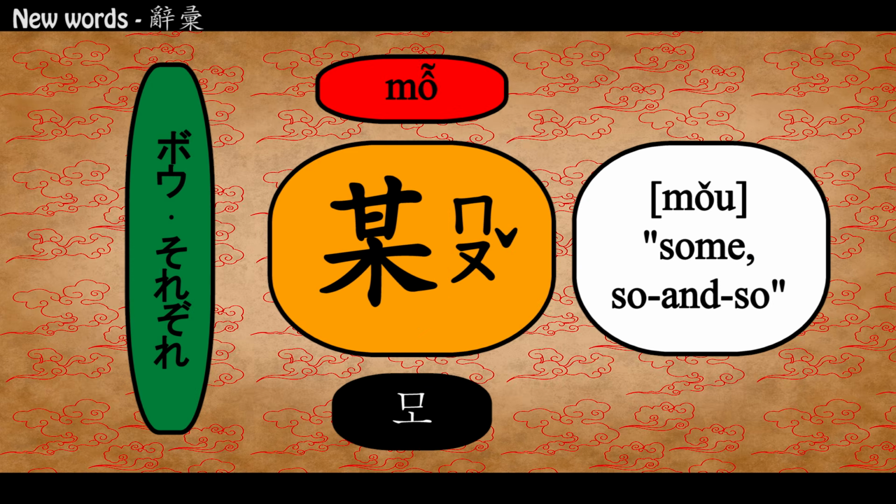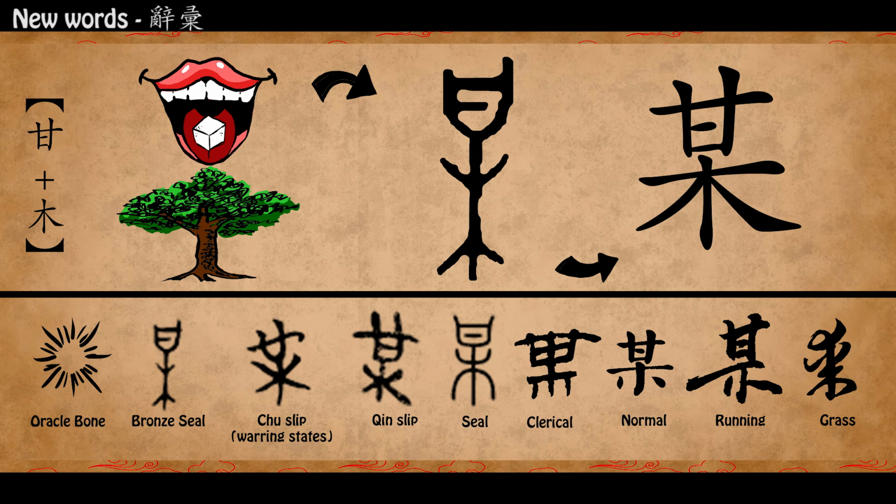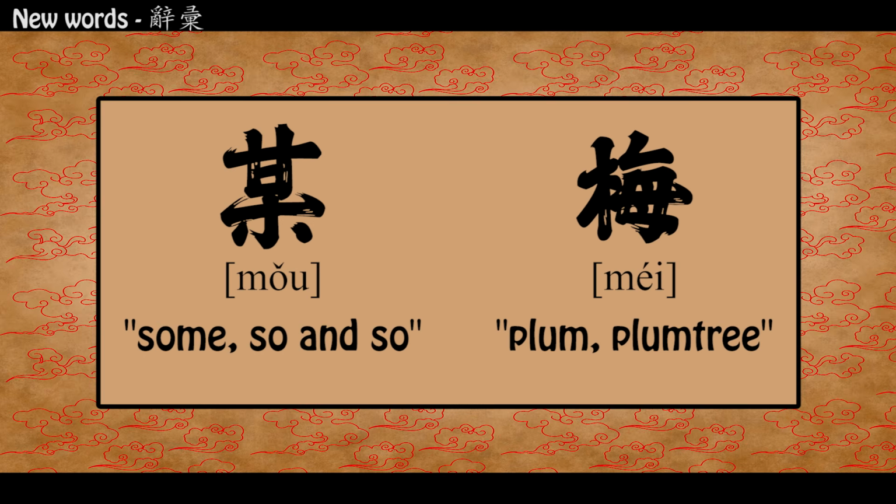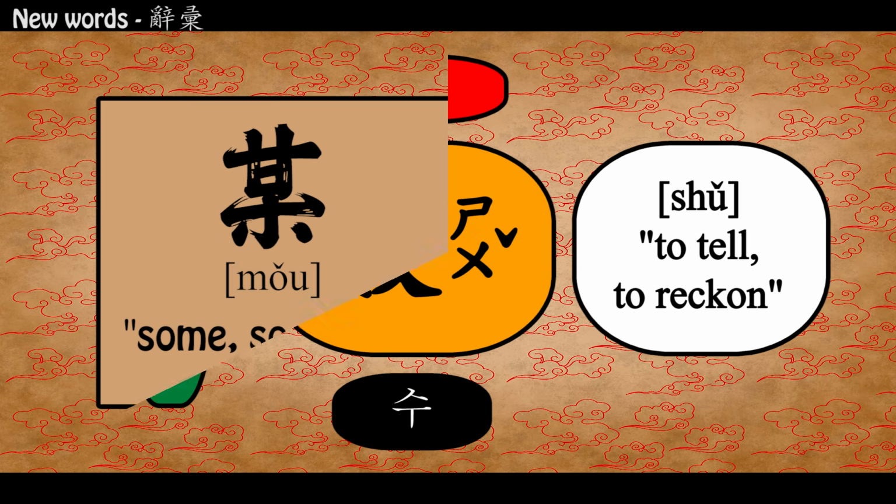某: some, so and so. From 甘, sweet, over 木, tree: a tree with sweet fruit, the plum tree and its yield. 某 was later borrowed for the pronoun 某, meaning some or so and so. The meaning plum and plum tree is now written like this and is read as mei in Mandarin.